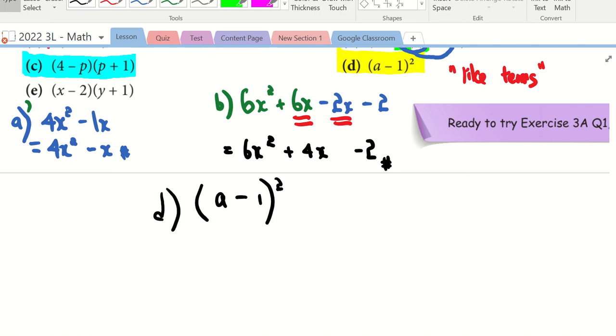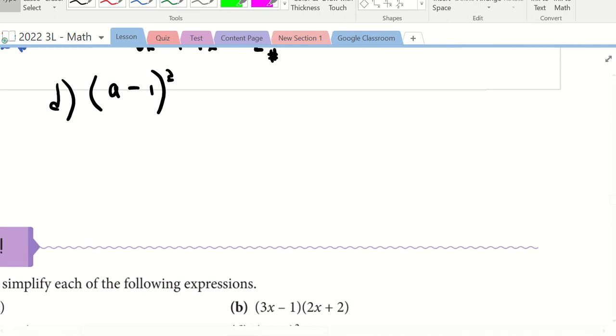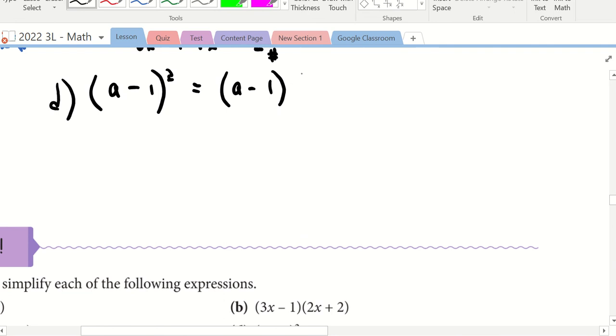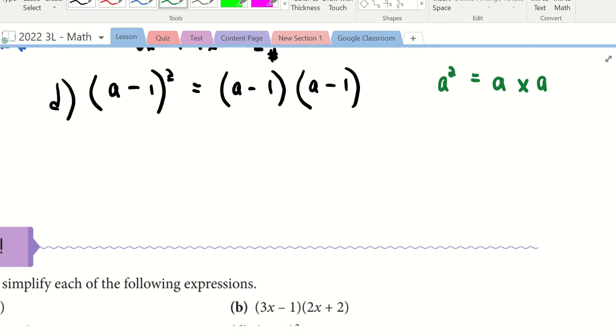Okay, for part D, when there is a bracket square, like what I gave the hint to you all yesterday, please remember, this can be written as a minus 1 multiplied by a minus 1. Same concept as a square is the same as a times a. And in expansion, our job, what must you do to the bracket? Remove. How do you remove? Two methods. Box method or rainbow method. I'm going to show the rainbow method again.